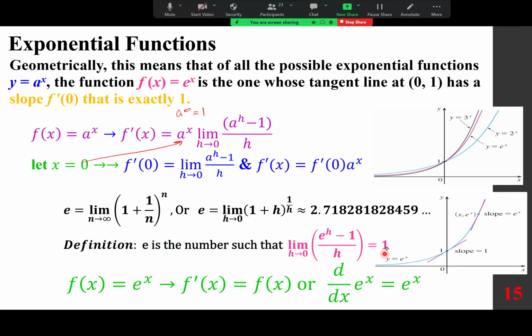What do we need to know? When f of x is e to the power of x, f prime of x is equal to that, or the derivative of e to the power of x is this. That's all we need to know.